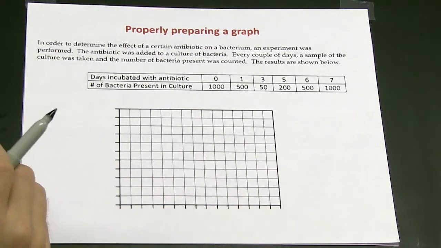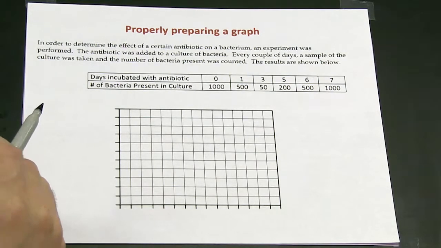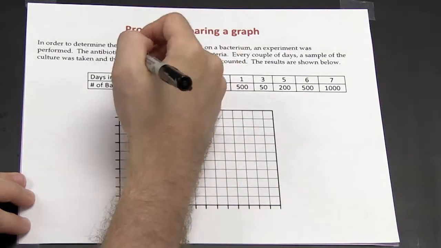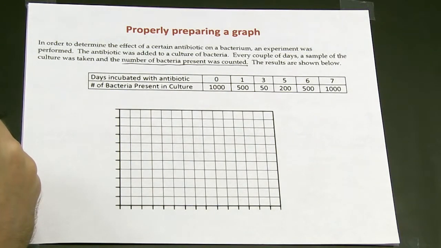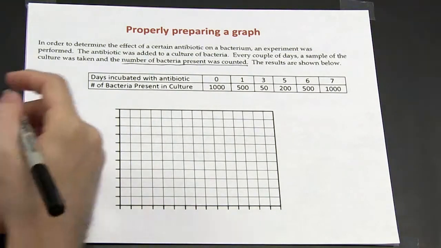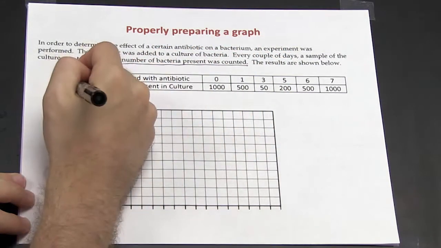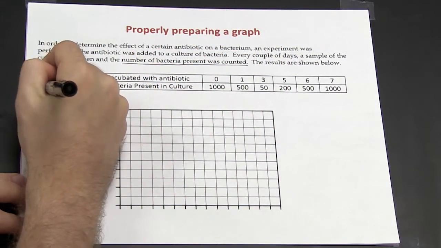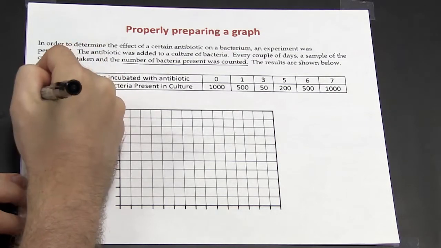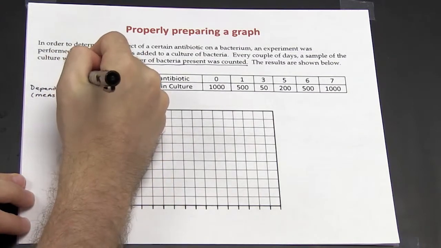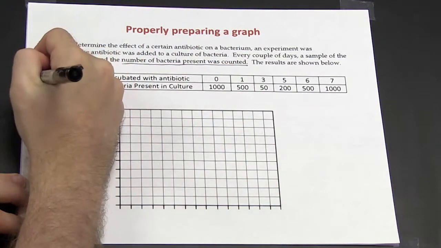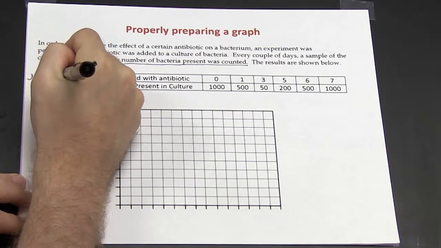So the first question I need to figure out is which data is the independent variable and which data is the dependent variable. If I look at my problem here, you'll see that the number of bacteria present was counted. That was the measurement that was made during the experiment. Therefore, number of bacteria present is going to be my dependent variable. That is what was measured in my experiment. Therefore, the days incubated with the antibiotic is going to be my independent variable.